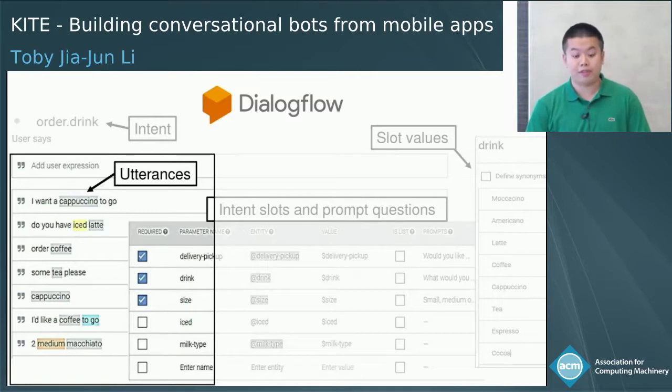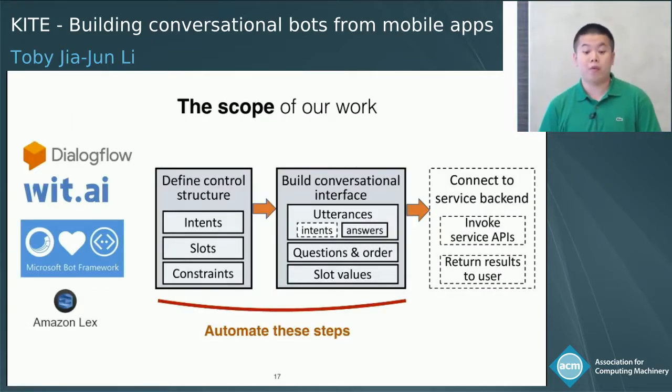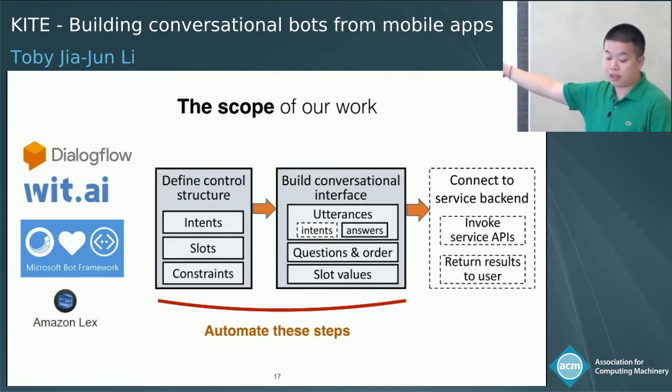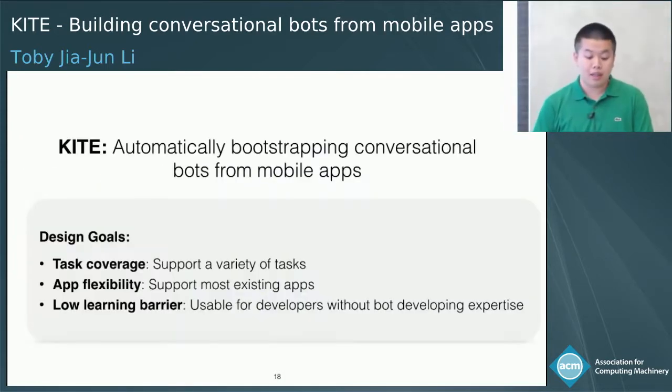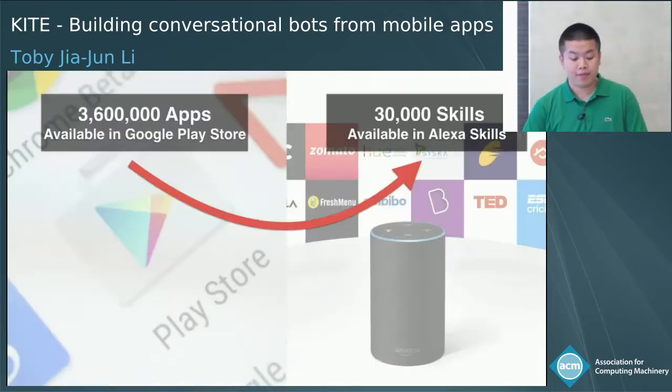In this work, our goal is to reduce developer efforts by automatically bootstrapping control structures and conversational interfaces in the bot development process. To achieve this, we designed and implemented a system named KITE. We have 3 major design goals for KITE: high task coverage, good app flexibility, and a low learning barrier.